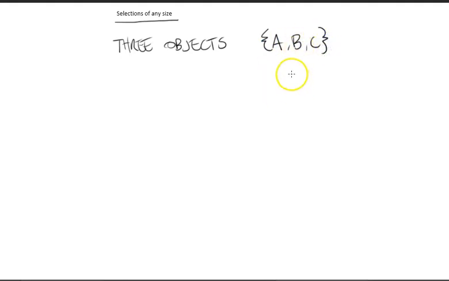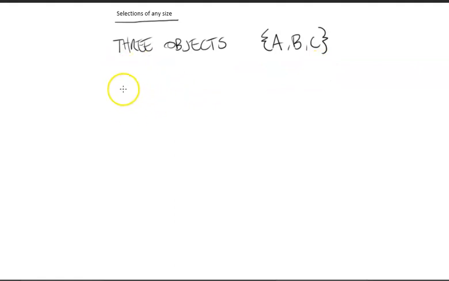So the selection of any size, let's say we have a scenario where there are 3 objects of some sort. We can just call these objects A, B, and C. So there's 3 types of objects that we have here. These can be books or anything. Let's just say that they are books. I think in the example in the textbook they say it's books. And say for instance you want to find all the different possibilities or combinations that you can obtain from choosing 0, 1, 2, or 3 books.